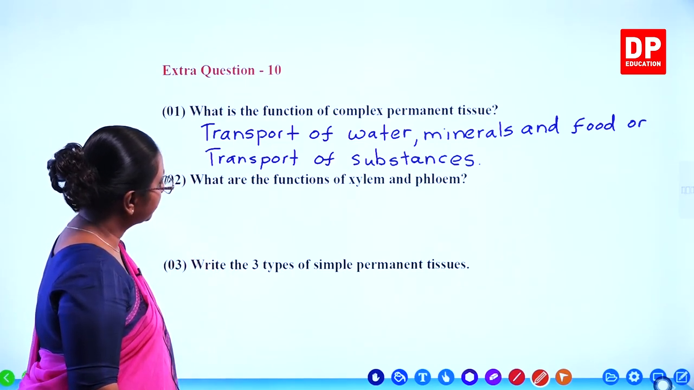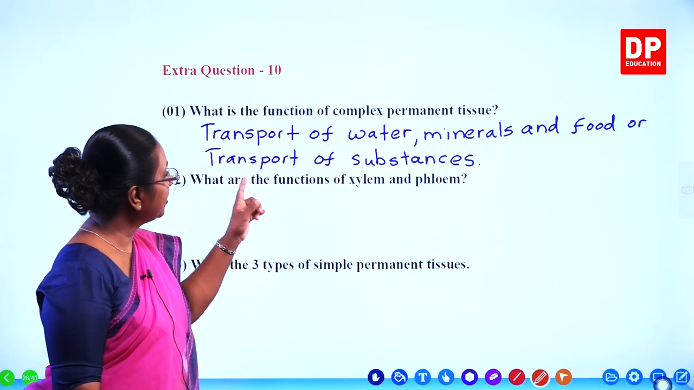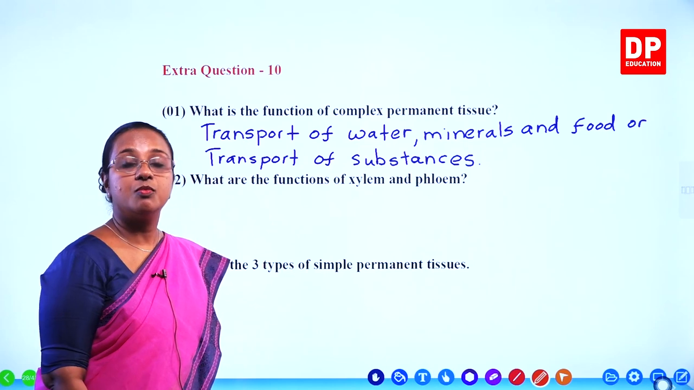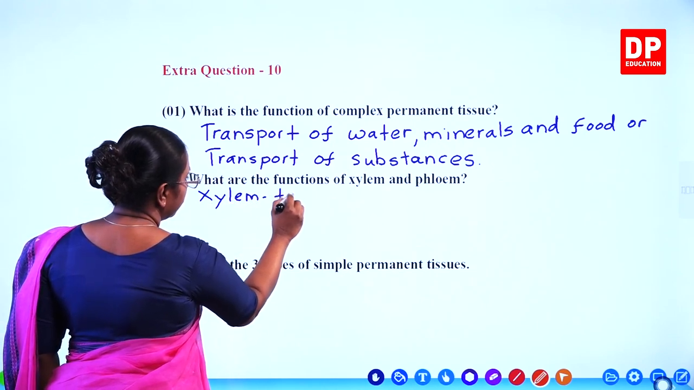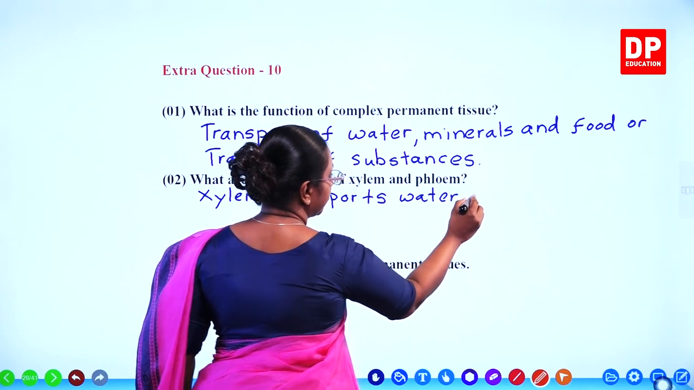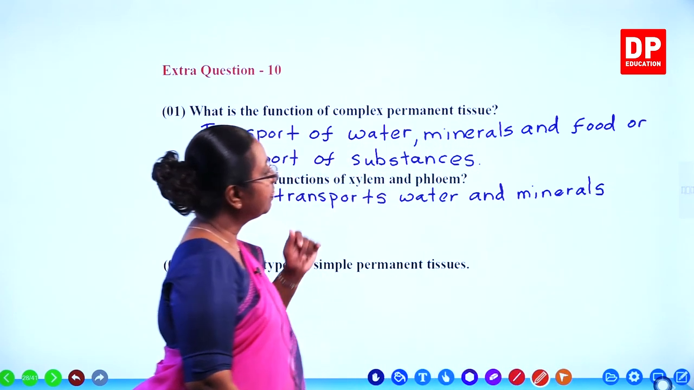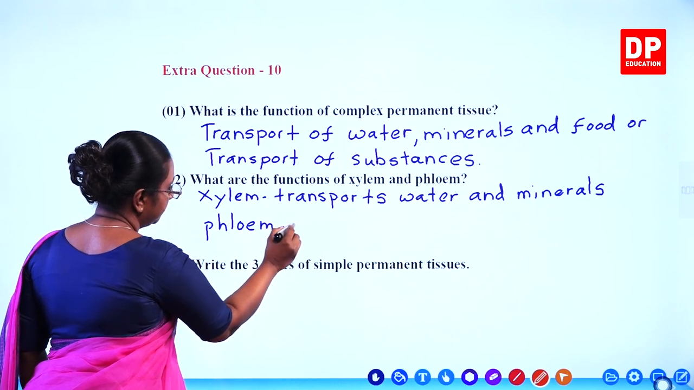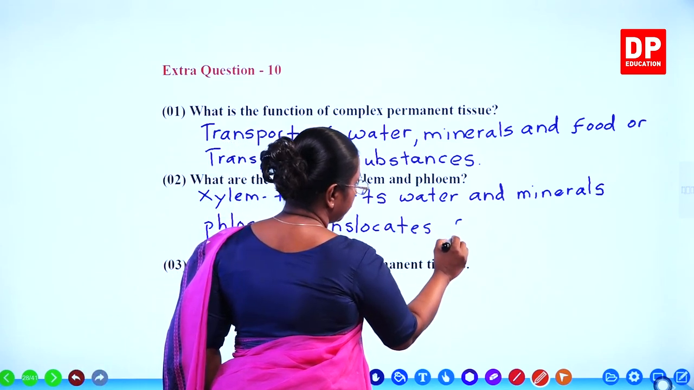Next one. What are the functions of xylem and phloem? These are the complex permanent tissues, and we said they transport water, minerals and food. So xylem transports water and minerals. Here I will write the function of xylem, transport of water and minerals. And the phloem translocates food. Phloem translocates food.